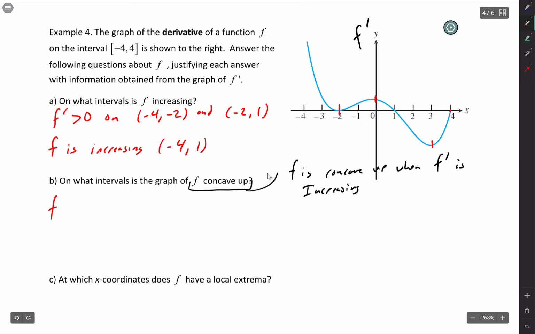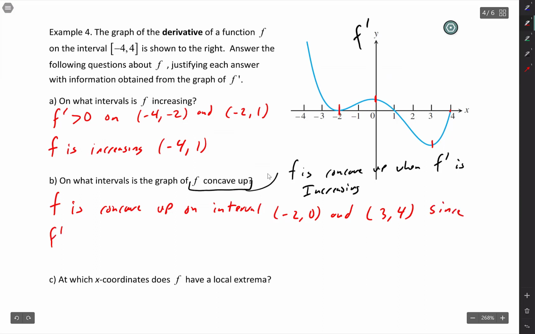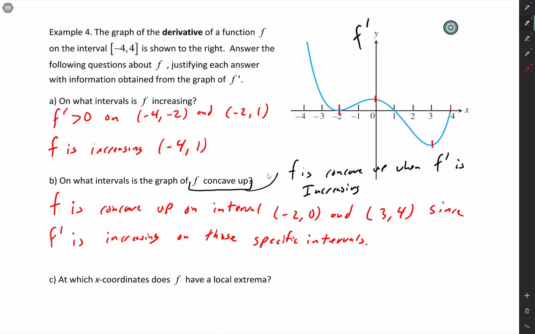So I'm going to write f first. F is concave up on interval -2 to 0, and you can also write the word union there, 3 to 4, since f prime is increasing on those specific intervals. There we go. Language is concise and clear. Full credit.